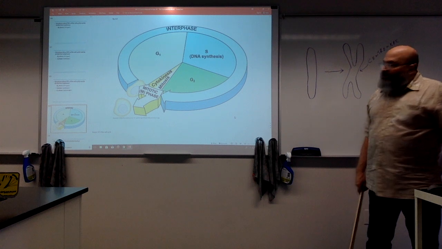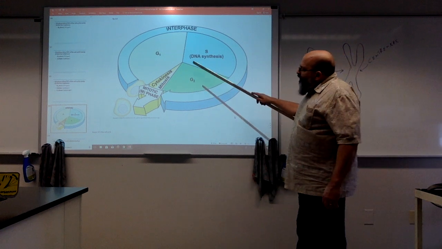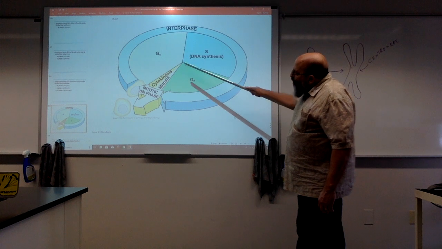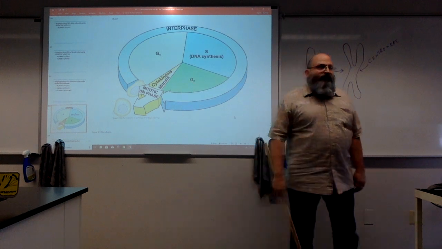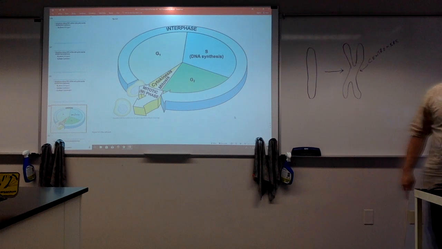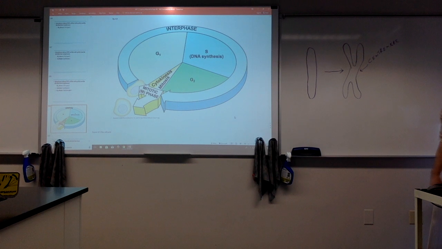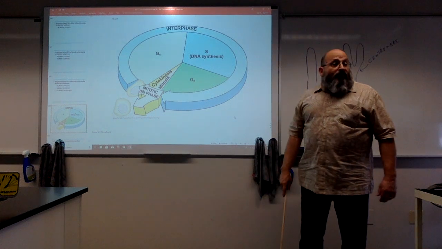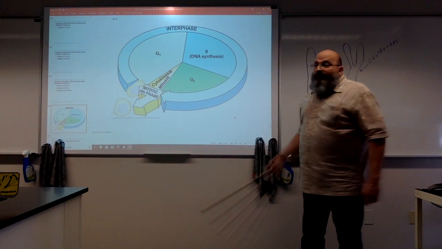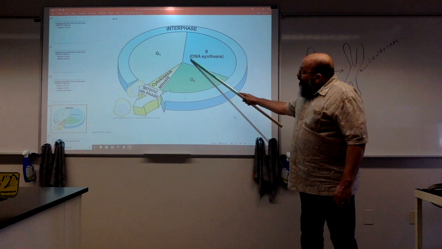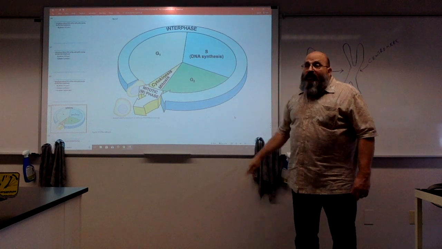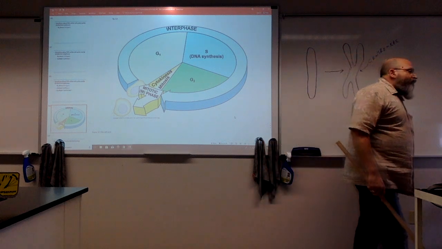Now, a question here. How much DNA is there in the G2 phase relative to the G1? Double, because the DNA was replicated here. Not double the number of chromosomes, double the amount of DNA, okay? DNA was replicated here, so this has twice the DNA that the cell had here, okay?